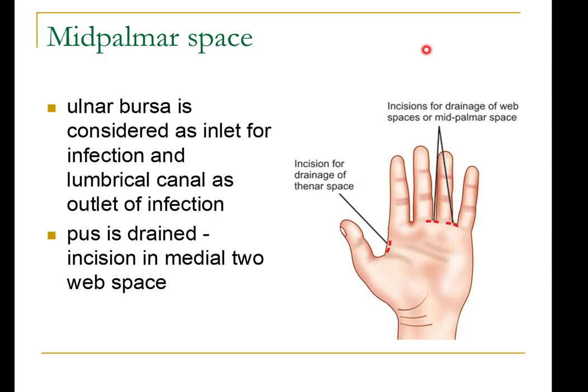The ulnar bursa is considered as the inlet for the infection, whereas the lumbrical canal is considered as the outlet of the infection. So pus usually is drained by using medial two web spaces. So these two web spaces, when you give an incision, you can drain from the mid-palmar space. So that is the surgical importance.